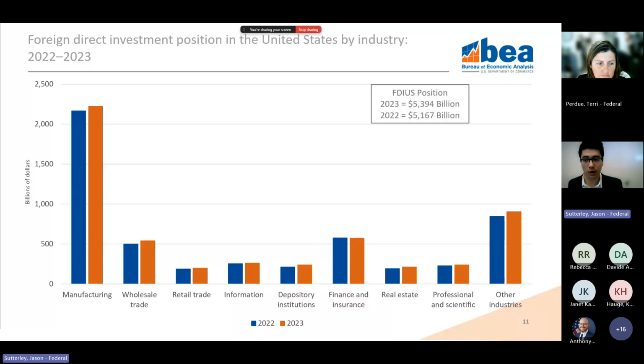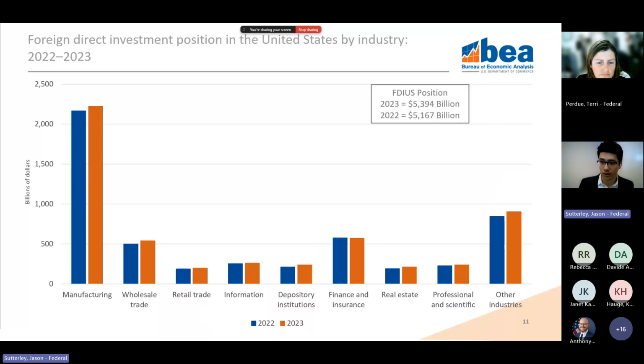In 2023, there was an increase in position in most sectors, with the exception of a very small decrease of 0.8% in finance and insurance. The largest increase in position was manufacturing, which increased $58.5 billion, and we'll discuss manufacturing in more detail later on.